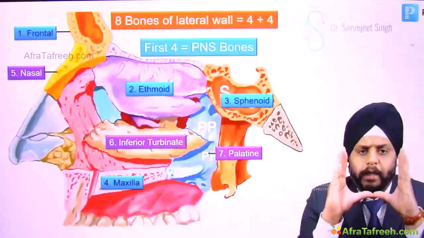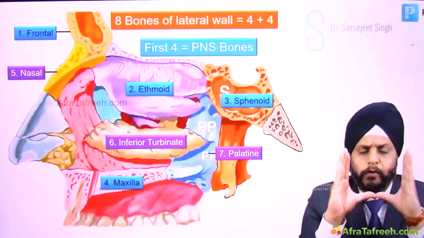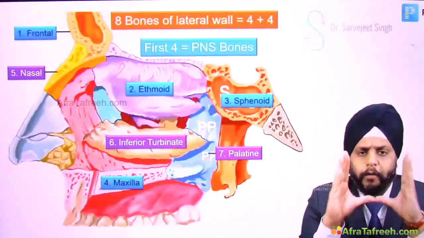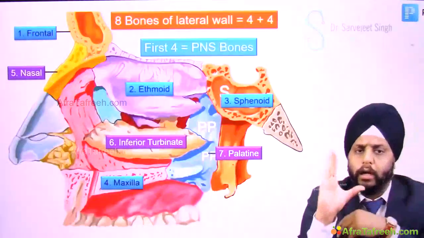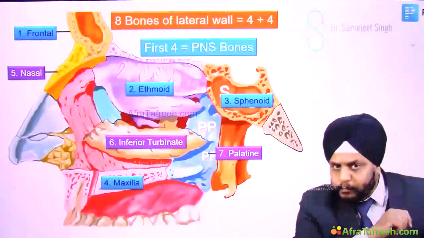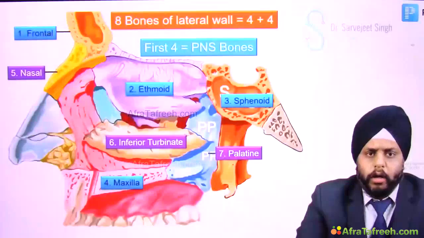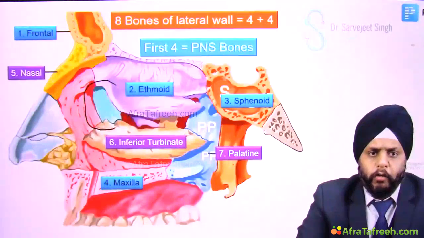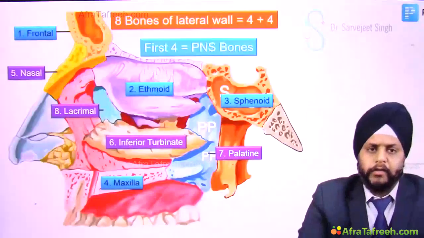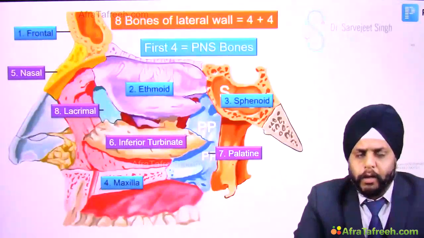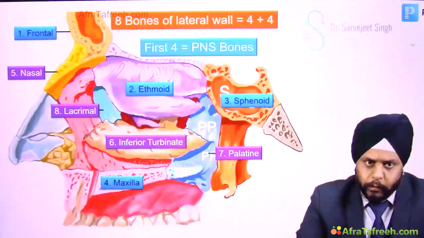Remember I told you hard palate is formed anteriorly by maxilla, posteriorly by the palatine bones. So the horizontal plate of the palatine bone forms the hard palate. Now the perpendicular plate goes and contributes to the lateral wall of the nose. So 7 bones we have seen. The 8th bone, you can see a small green color bone anterior to ethmoid over here, and that is your lacrimal bone. These bones contribute to the lateral wall of the nose, right?